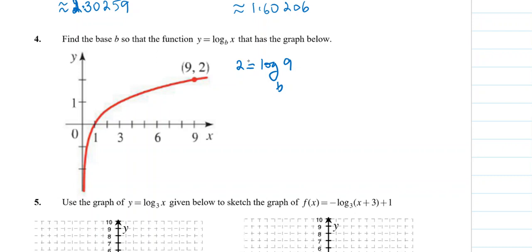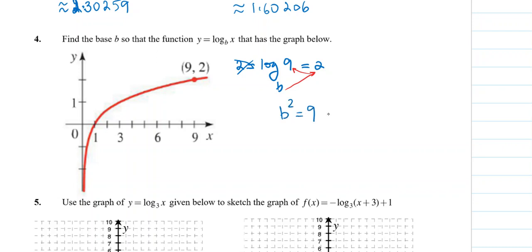I'm going to rewrite this equation in exponential form. And if it helps you, instead of having the 2 equals here, you can write it here, because some people are just used to that visual with the base to that power equals that argument. So this gives us b squared equals 9.